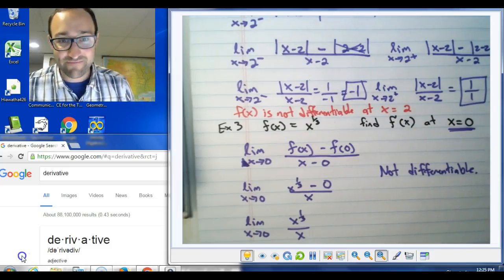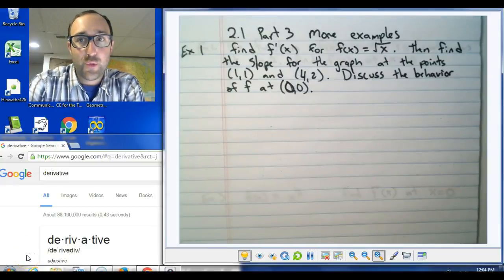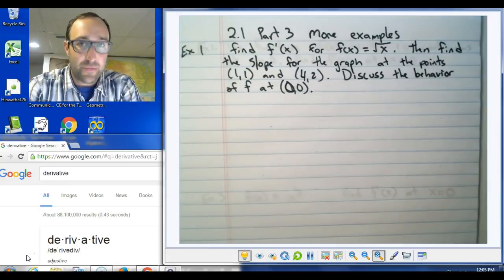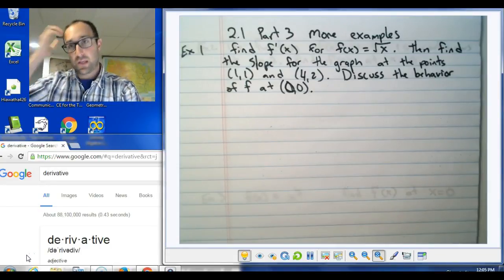Alright, and enjoy! Alright everyone, welcome to 2.1 part 3. Here's a couple more examples in case you get to the assignment and you don't exactly know what to do.